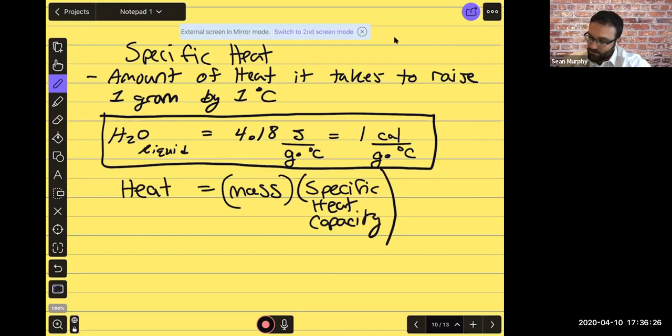times the specific heat capacity, and then the change in temperature in Celsius. I know that we just talked about kelvins in the last chapter. It had to be in kelvins. Well, in this formula, it has to be Celsius. So we have a change in temp. So I'm going to say delta T in Celsius.